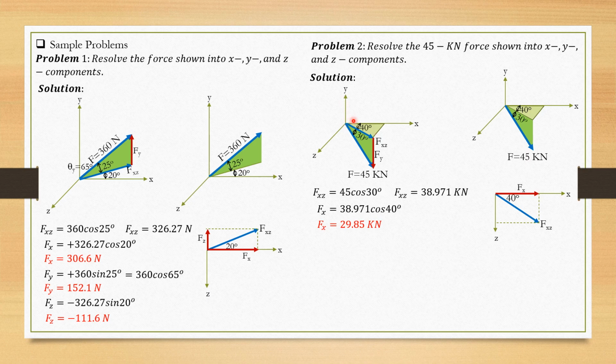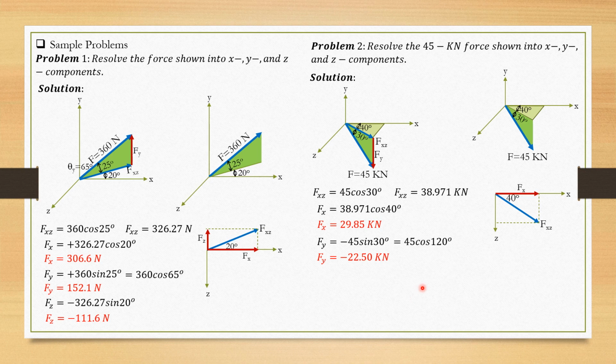So the angle theta y is 90 plus 30, 120 degrees. So Fy is either negative of quantity 45 sine 30 or 45, the magnitude of the force, cosine of theta y, and theta y is 120 degrees. So negative 45 sine of 30 degrees, or it is 45 cosine of 120 degrees, where 120 degrees is again 90 degrees plus 30 degrees. 90 between the y-axis and the xz plane, xz line or Fxz, that's 90 plus 30. So 120 degrees. So Fy is equal to negative 22.5 kilonewtons.